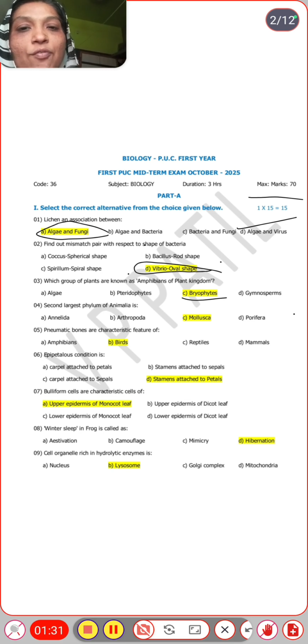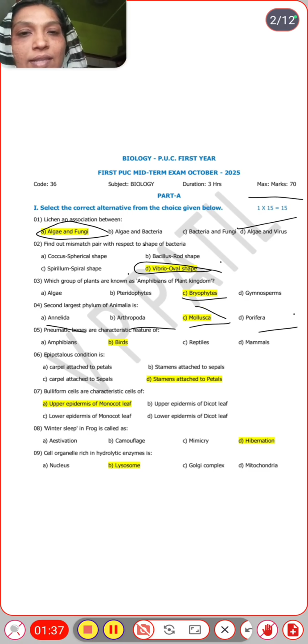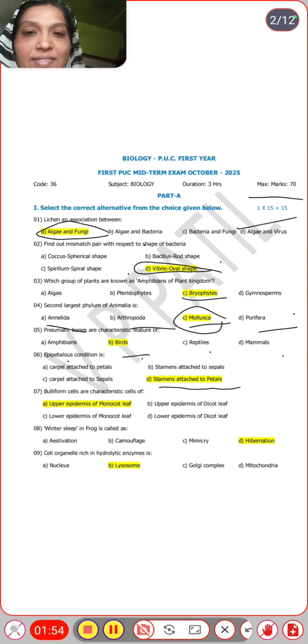Second largest phylum of animal is Annelida, Arthropoda, Mollusca, Porifera, that is Mollusca. Pneumatic bones are characteristic feature of amphibians, birds, reptiles, mammals: birds. Epipetalous condition is what? The stamen attached to the petals, that is epipetalous. Bulliform cells are characteristic cells of upper epidermis of monocot leaf. Winter sleep in a frog is called hibernation. That is one kind of specific character of frog.